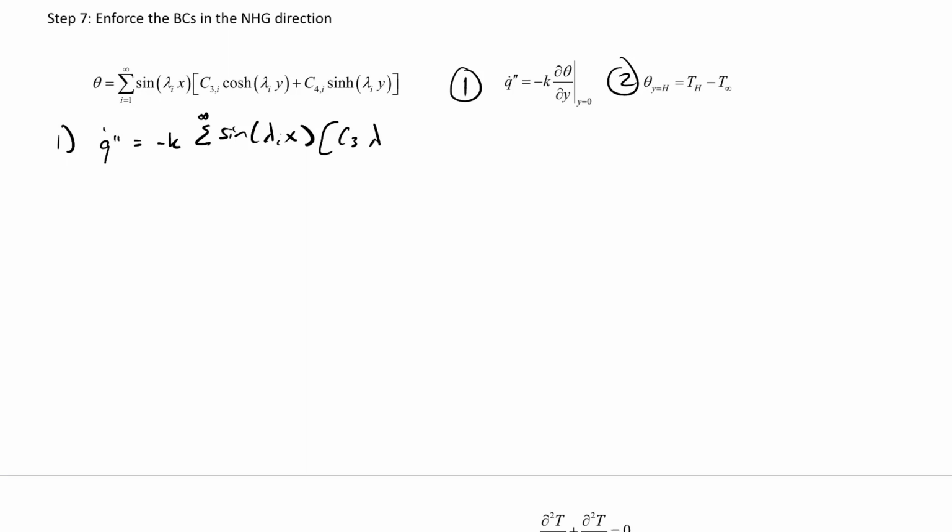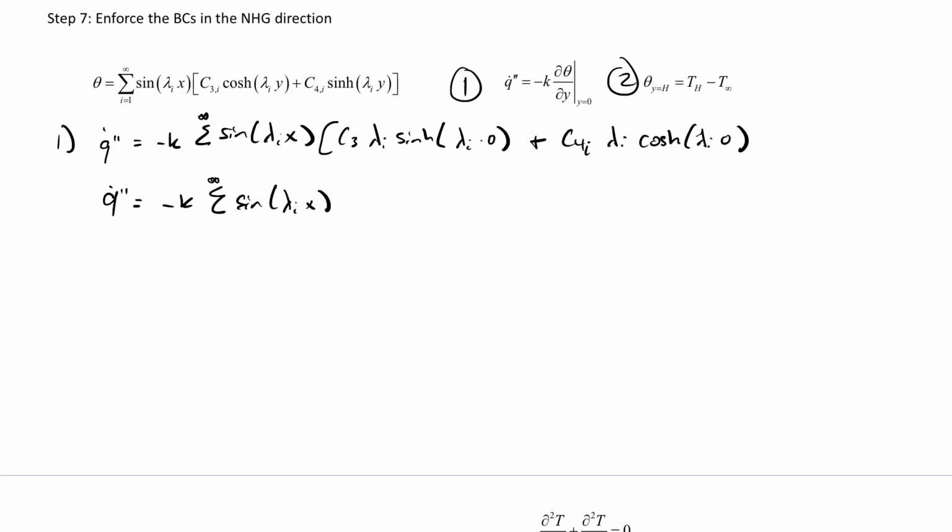Let's see, what do we have here? Lambda I times sinh of lambda I times zero plus C4 I lambda I cosh of lambda I zero. Evaluate this out and it becomes q dot double prime is equal to minus k times the sum for I equals one to infinity of sine lambda I times x times C4 I times lambda I. So again, now we're left in a situation where we have C4i unknown, infinitely many of those unknowns, and we have this function of x appearing in this boundary condition.